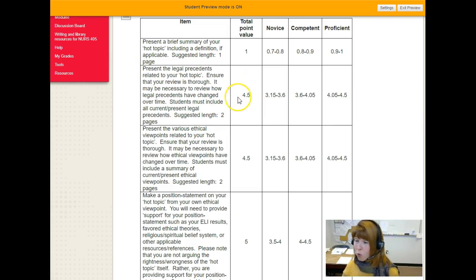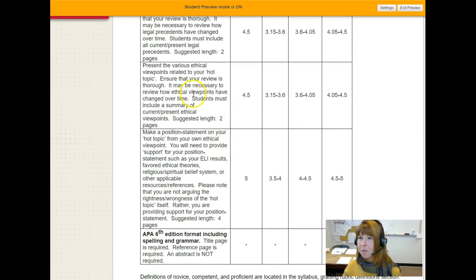The section is worth 4.5 out of 15 points, and that should speak for itself. This is an important section of this paper, so make sure that you do your homework. That is what is required of you. All right, let's look at this third item.